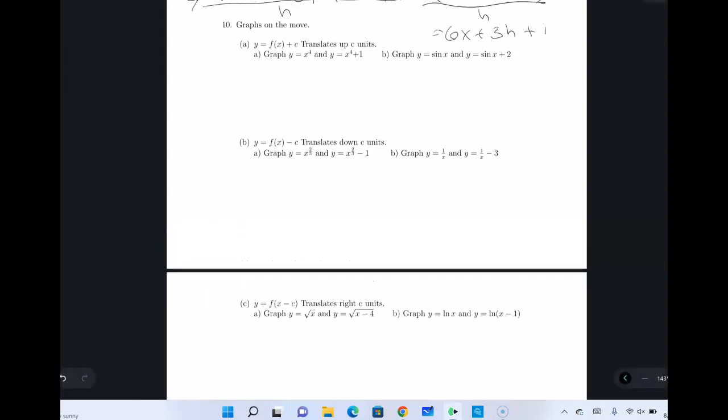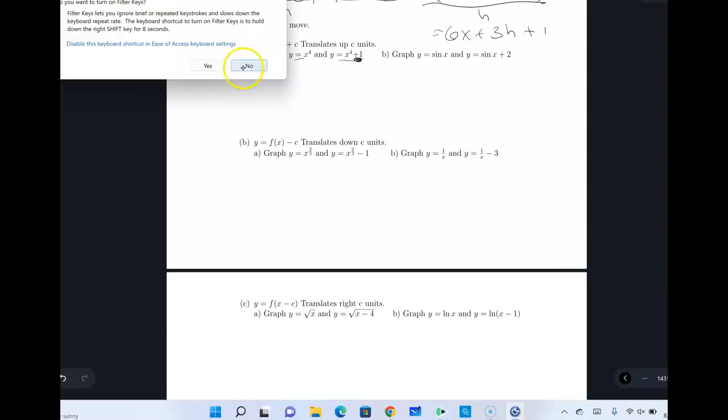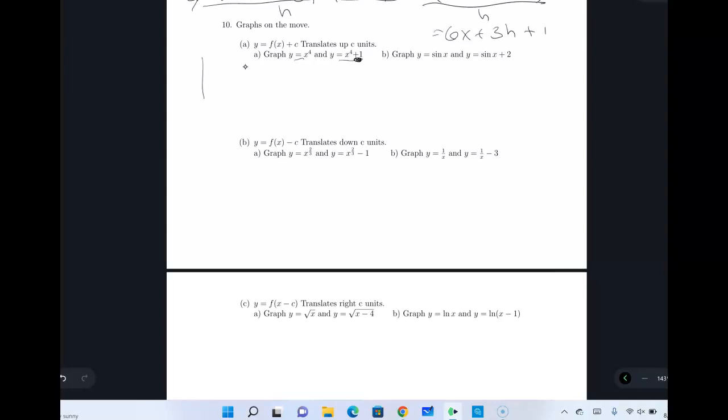Okay, we're going to be talking about the basic graphs and how they move with numbers. So if I have y equal x to the fourth, which you know is basically a parabola, touching here at the origin, if I have plus 1, it shifts it up by 1.